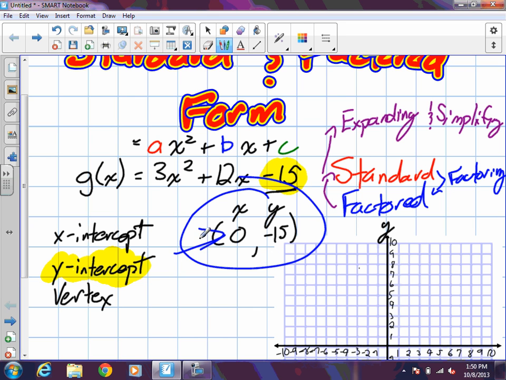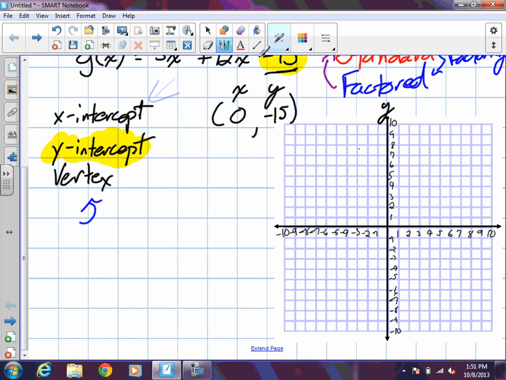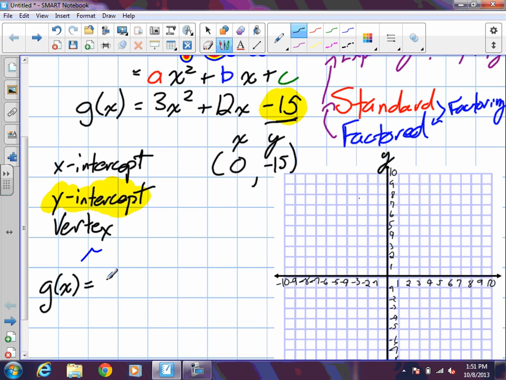Now the reason we go to factored form is factored form will help us find X-intercepts, and then from there we can get to the vertex. Okay? So we're going to factor this, which is everything we were doing last chapter. So we have our g of x is equal to, and I'm going to go a little quicker since I hope we're relatively proficient at this, 3x squared plus 12x minus 15.